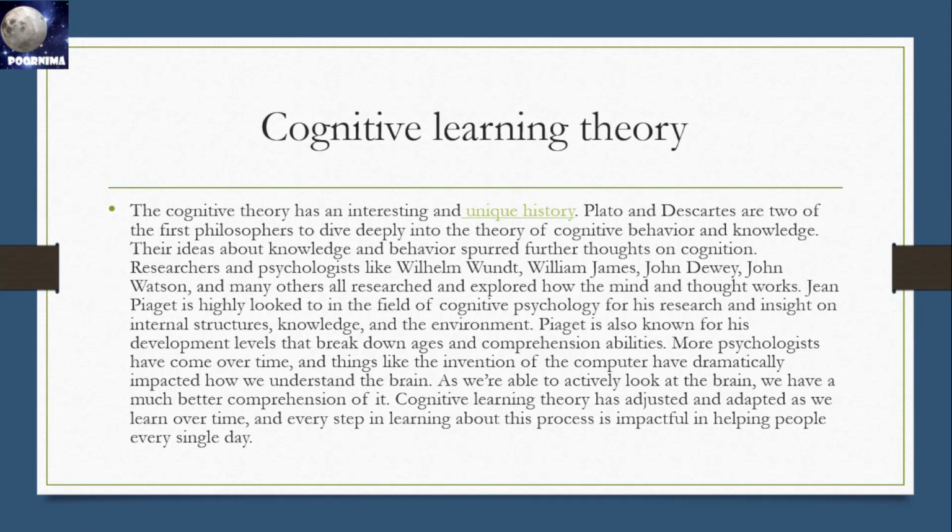Psychology has changed over time, and things like the invention of the computer have dramatically impacted how we understand the brain. As we are able to actively look at the brain, we have a much better comprehension of it. Comprehension means knowledge. Cognitive learning theory has adjusted and adapted as we learn over time, and every step in learning about this process is impactful in helping people every single day.